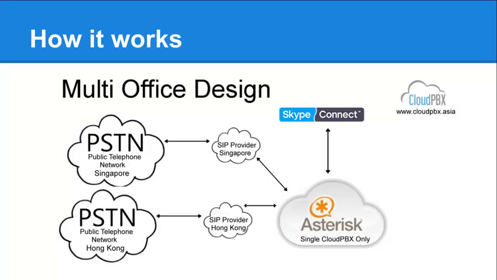This model also allows us to have what we call two offices connected to two different SIP providers. So in this example, you can see we've got Skype connected into our CloudPBX. We've got the SIP provider in Singapore and also Hong Kong connected. So this allows our Singapore office to make local calls, our Hong Kong office to make local calls, and if Hong Kong people are calling a Singapore phone number, the call would be routed through the local provider, thus it would be at local rates. And the same can be said about Singapore people calling Hong Kong numbers.